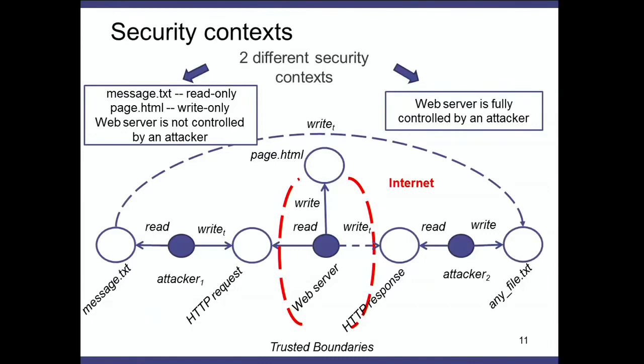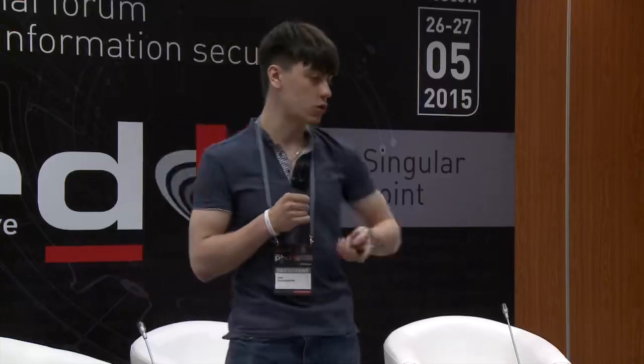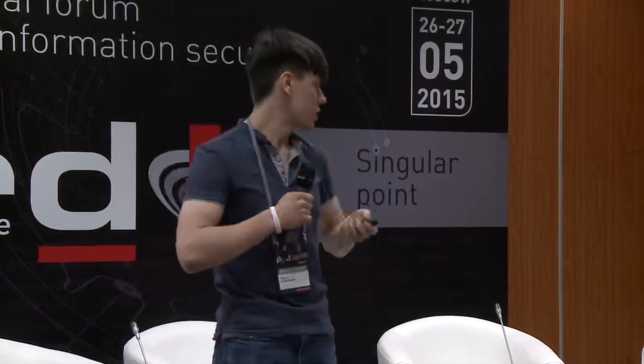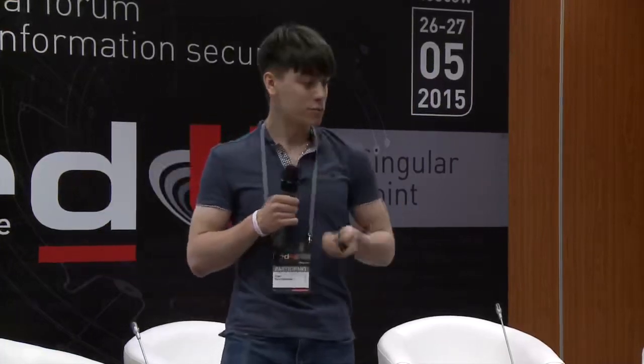On one side, if you take a look from your left, there is the hidden message that we want to send. We have two processes, attacker one and attacker two. Attacker one wants to send some information through a message to attacker two. That's why they use an HTML page, which is stored at the web server in the middle. This red dotted line is the trust border with the internet.